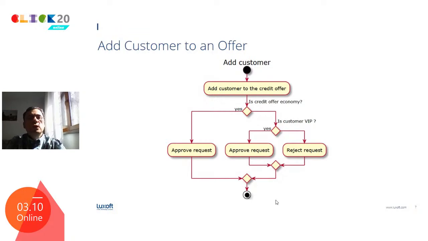We're saying that we have two types of customers, usual or regular customers and VIP customers. And we have two types of credit offers, economy credit offer and business credit offer. And we have two policies provided by the bank to add a customer to a credit offer and to remove a customer from a credit offer. And we say, if you would like to add a customer to a credit offer, we look if the credit offer is economy. If yes, we approve request with no problem. If the credit offer is not economy, we have to look if the customer is a VIP. Only then we are going to approve the request. Otherwise, we cannot add a non-VIP customer to a non-economy credit offer.